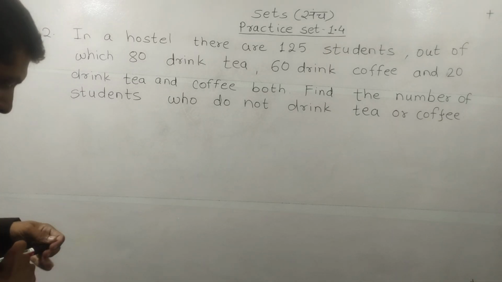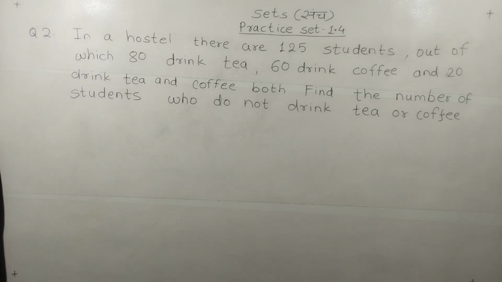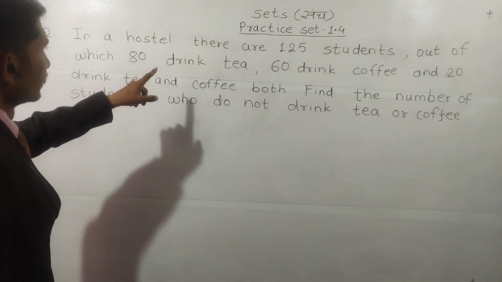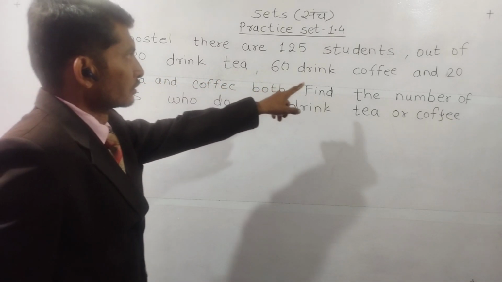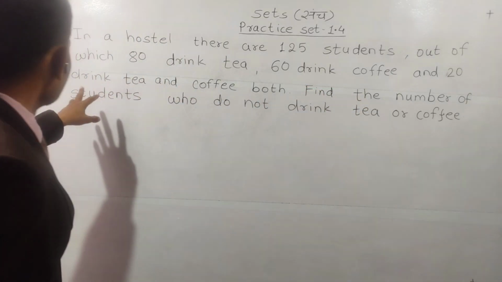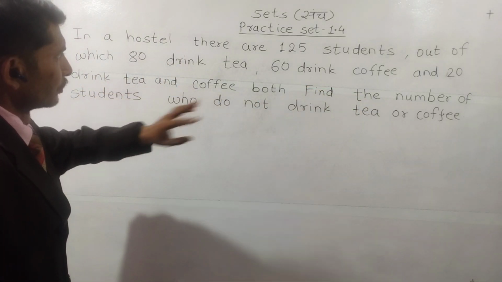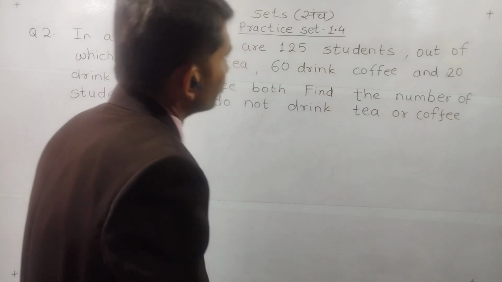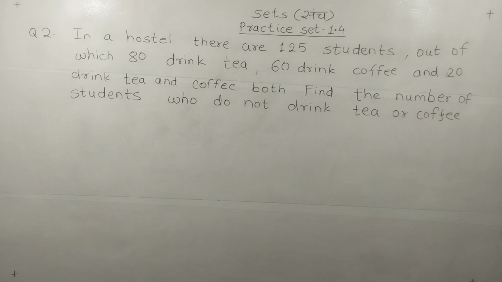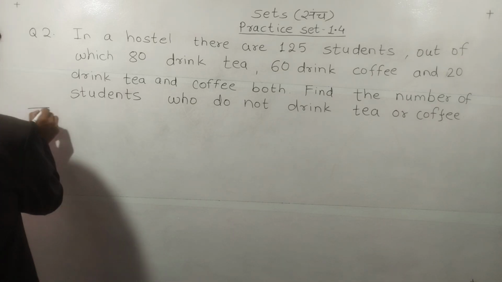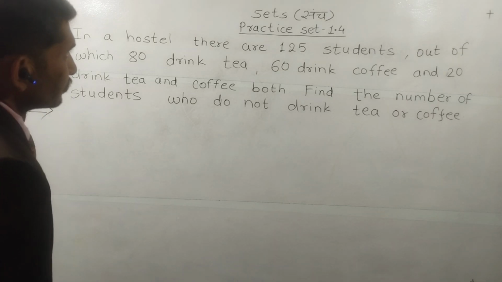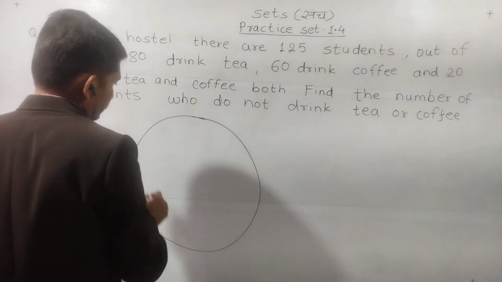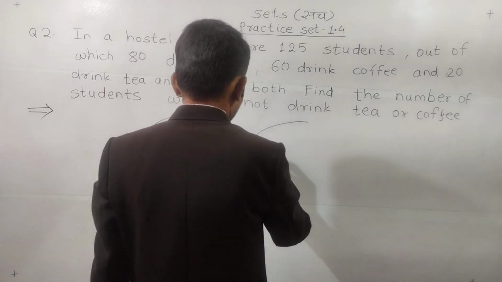See here, the question. What is the question? In a hostel, there are 125 students, out of which 80 students drink tea, and 60 students drink coffee, and 20 students drink tea and coffee both. Find the number of students who do not drink tea or coffee. So, we have to solve this example with the Venn diagram also. Now, we will prepare a Venn diagram.